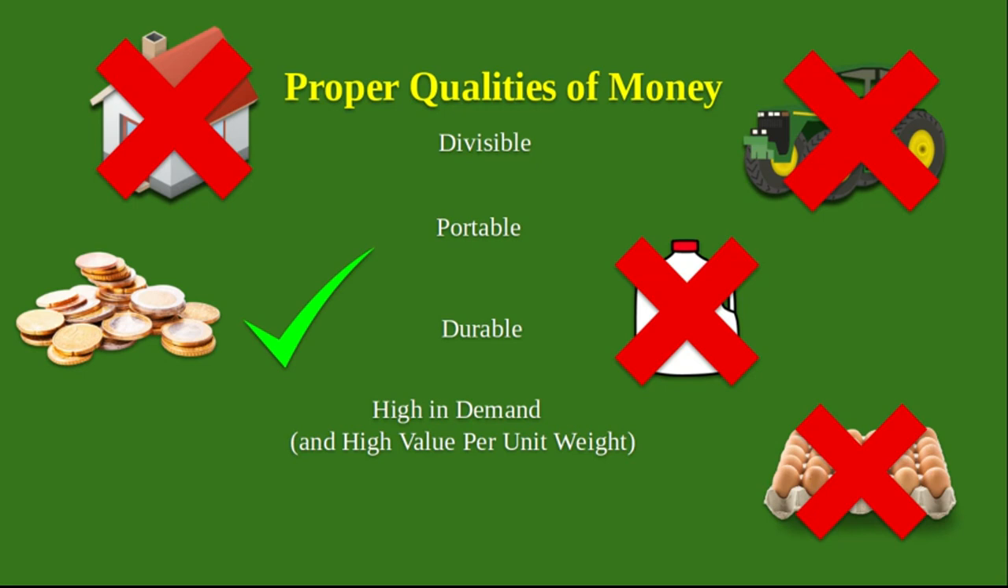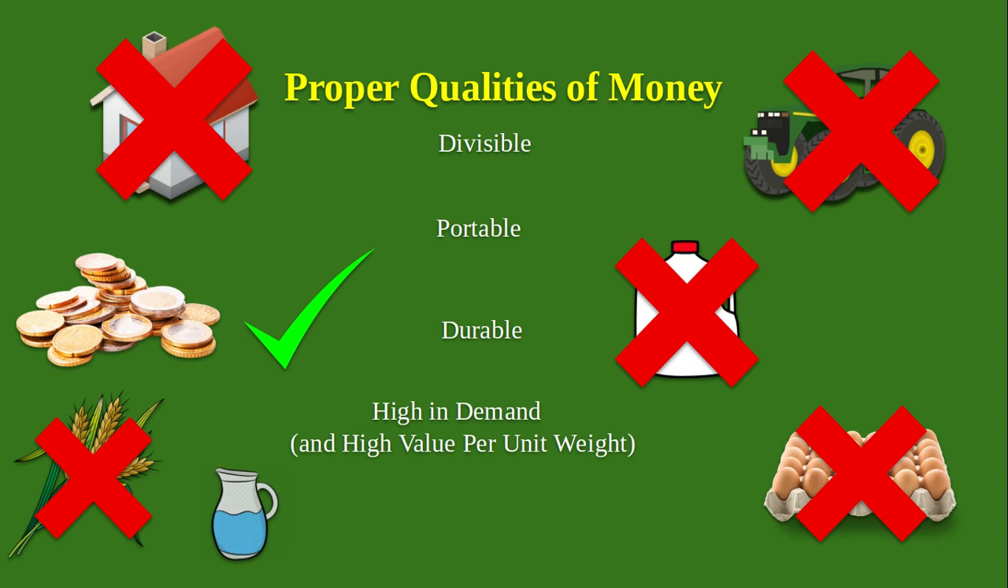But most importantly here, prominently here, it's got to be high in demand. And it will be high in demand if it correspondingly is scarce in quantity. So that means something like wheat or water would not do because there's plenty of it in the world.